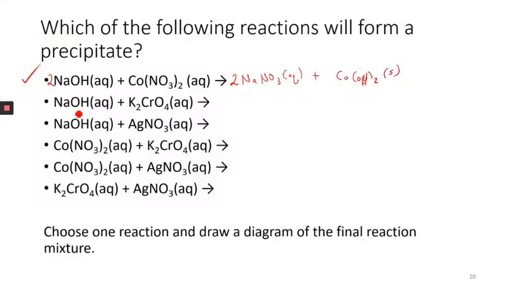Let's look at the next one. So we're going to get sodium chromate. And if you look up the rules, you'll find that chromates are soluble with group 1 metals, plus potassium hydroxide. Potassium is a group 1 metal, which are always soluble. And let's balance this. This reaction will not form a precipitate. There are no precipitates.